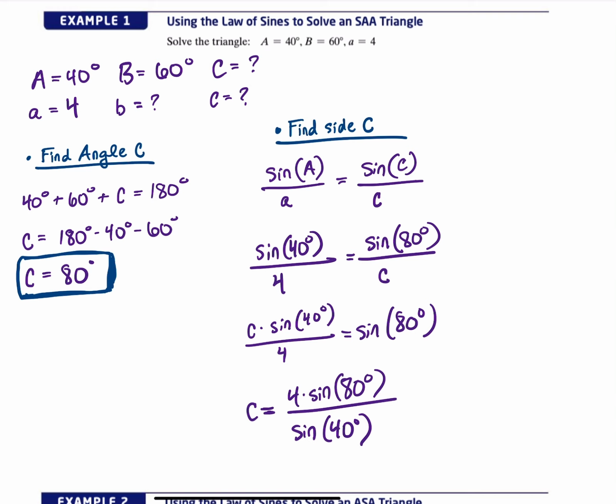So this we can type into our calculator, just be sure that it's in degree mode. That will be the main thing. If it's in radians, then we'll get an incorrect answer. We'll get something different. So as long as you're in degree mode, you can type this in, 4 times the sine of 80 degrees divided by the sine of 40 degrees. And that should give you approximately 6.13. We do a little rounding. So we have one of our missing side lengths. Now let's find the others.